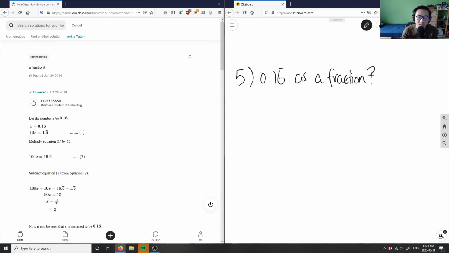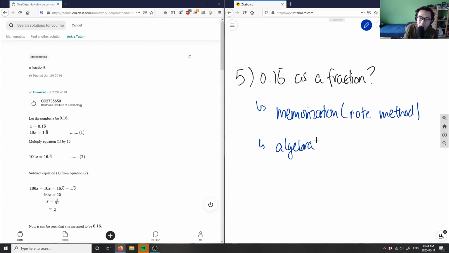There are actually two ways to think about this problem. One is the memorization way, or the rote way. I'm going to call this the rote method. The other is where you can use algebra. That's the solution they did here first. So let me walk you through the solution, and I'll show you what my memorization method is.